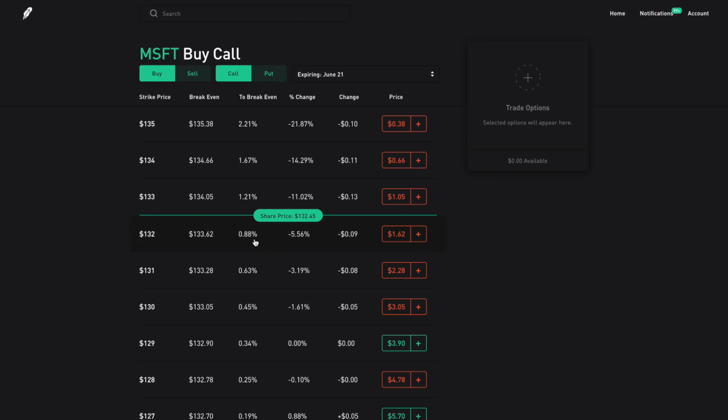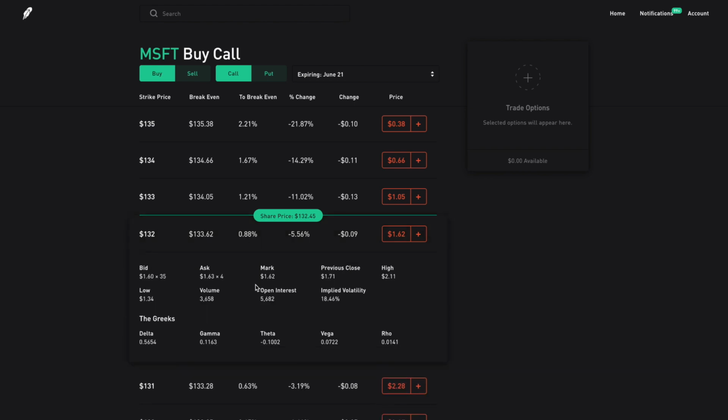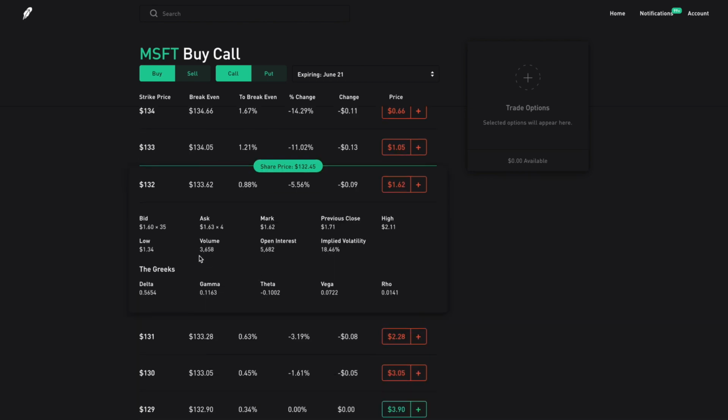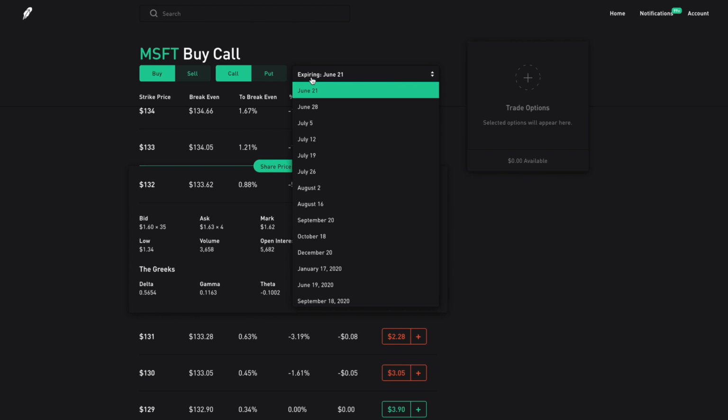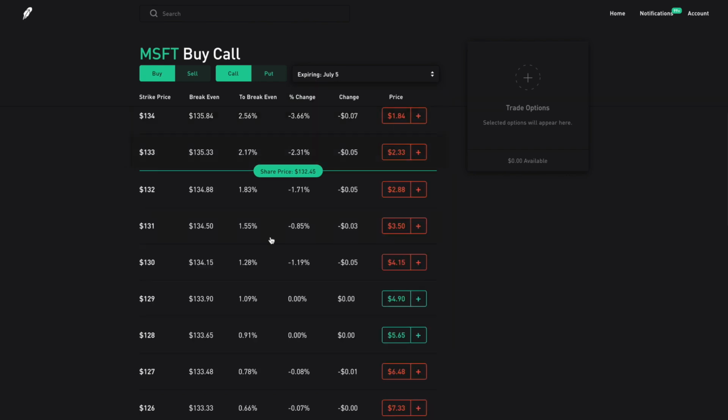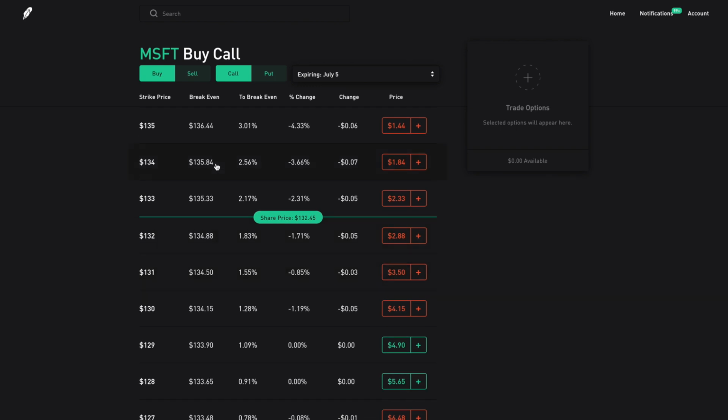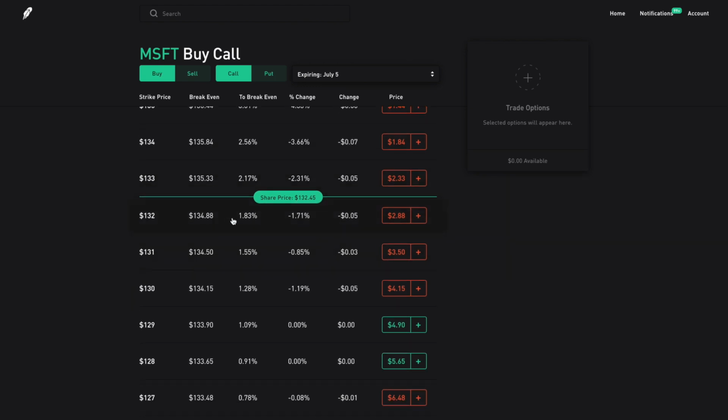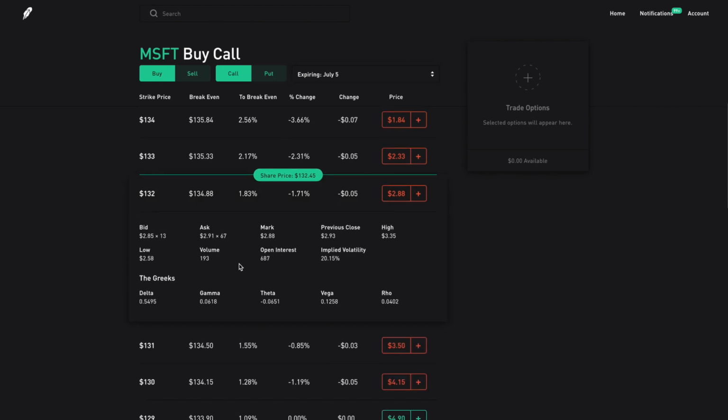Let's compare call option volume to the open interest. So we have a volume of 3,658 on the call side. Let's take a look at the puts and their volume. Actually, let's move out a little bit before we do that. Let's take a look at July 5th, at the call option open interest versus the put option open interest. When we look at a call option that's in the money or at the money here, there's only a volume of 193 and 687 open interest.